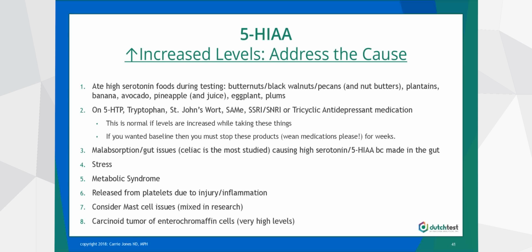If they are on 5-HTP, tryptophan, St. John's wort, SAMe, if they're on an SSRI, SNRI, tricyclic antidepressant medication, and their 5-HIAA is high, that's normal. It means it's working. So if you were hoping to get a baseline, they will have to go off their herbal and amino acid therapy for at least maybe 2 weeks.